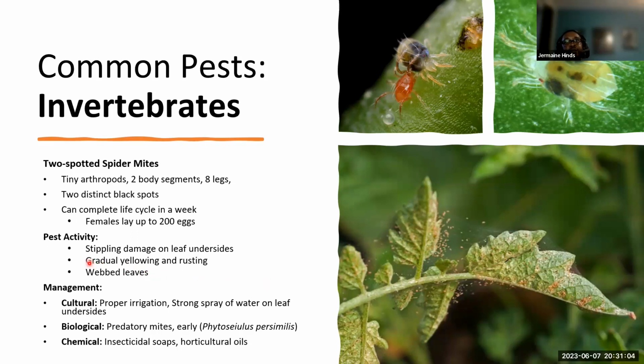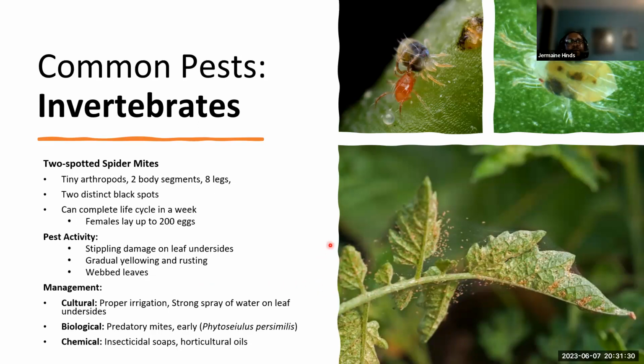As damage gets more severe, you see a gradual yellowing. Plants become more yellow, and you see this brittle rusting of the undersides of the leaves. And your plant's lost when you see these webs forming. They use these webs to protect themselves from predators, to allow them to move across the plant. So this is not a good sign to have.